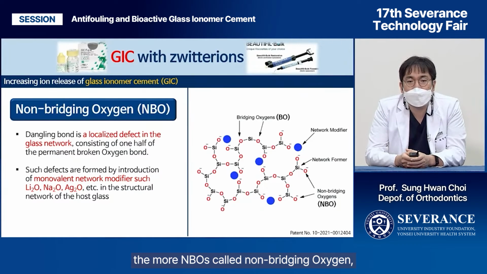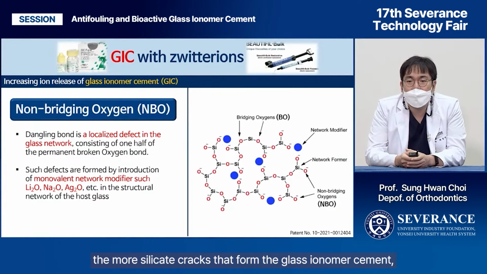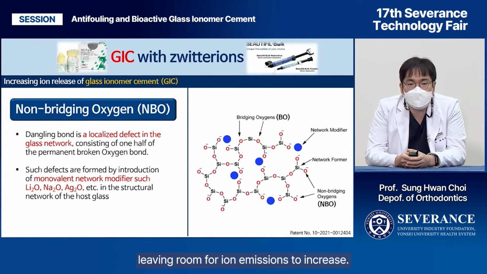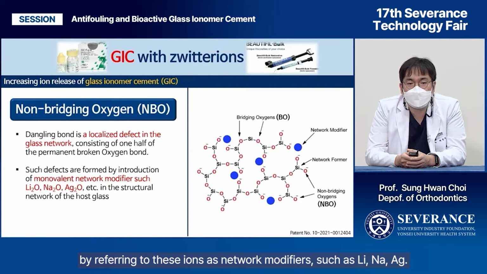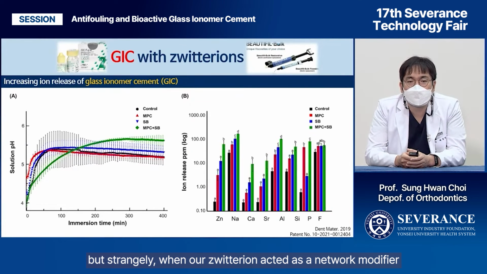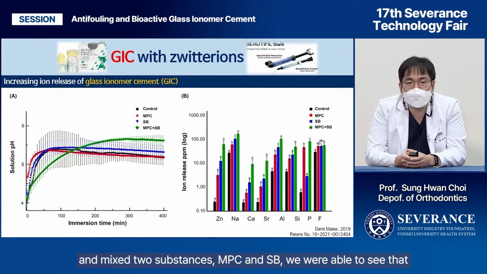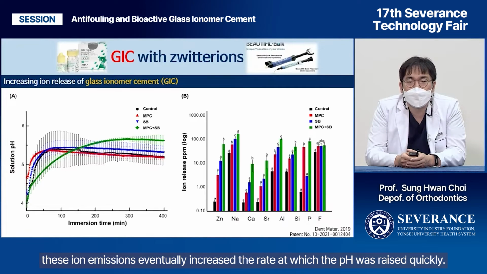The more NBO, called non-bridging oxygen, the more cracks in the silicate, and the more silicate cracks that form the glass ionomer cement, leaving room for ion emissions to increase. So industrially, we were trying to increase the NBO by using network modifiers such as Li, Na, and Al. But strangely, when our zwitterion acted as a network modifier and mixed two substances, MPC and SB, we were able to see that these ion emissions eventually increased the rate at which the pH was raised quickly.